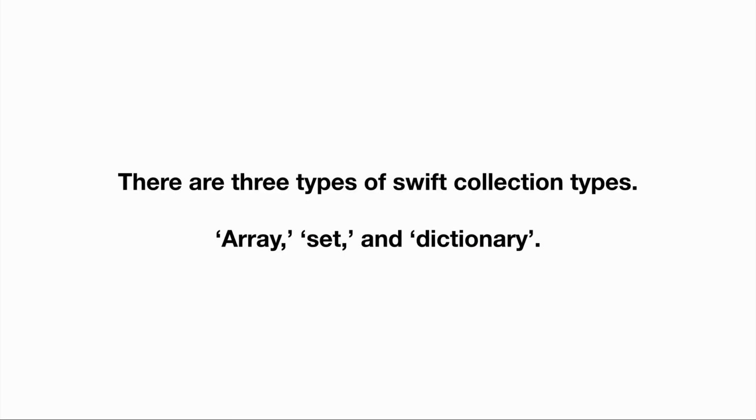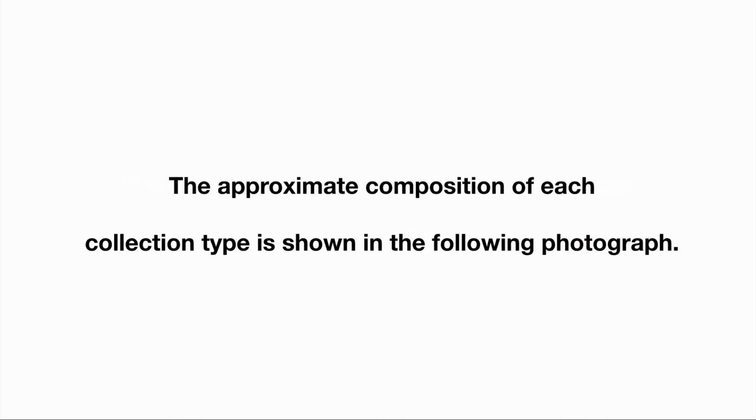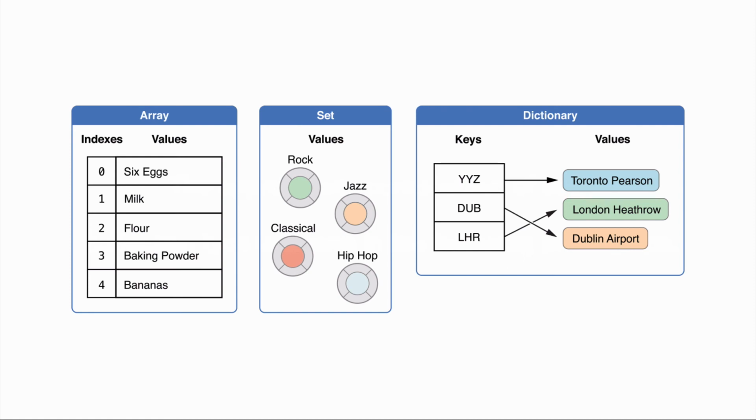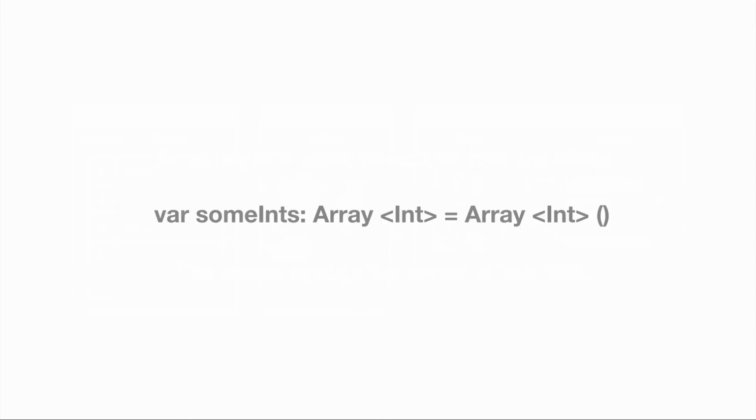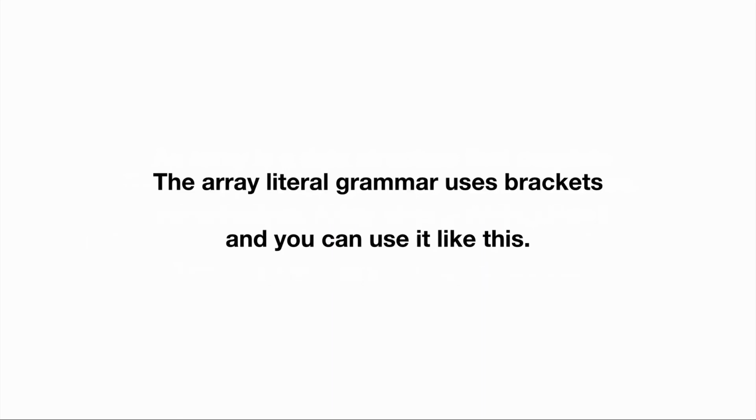There are 3 types of Swift collection types: array, set, and dictionary. The approximate composition of each collection type is shown in the following photograph. An array is a data structure that consists of an index and its corresponding data. The basic syntax for an array is like this. The array literal grammar uses brackets, and you can use it like this.